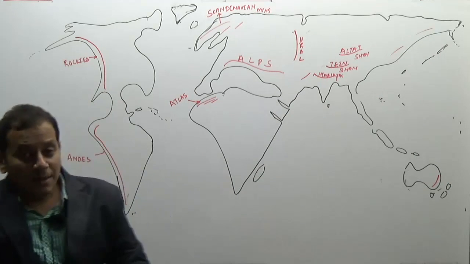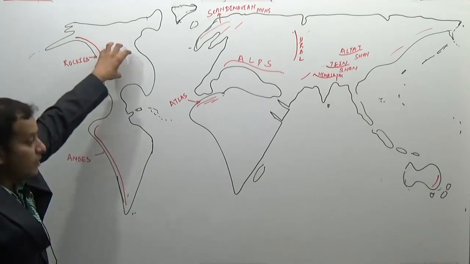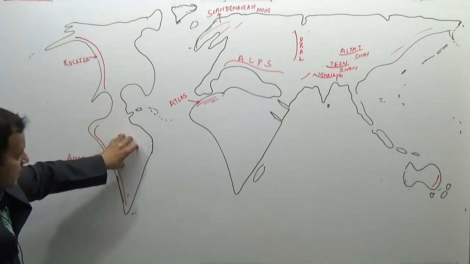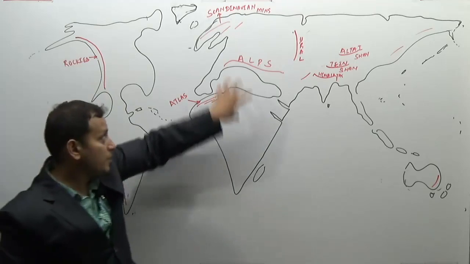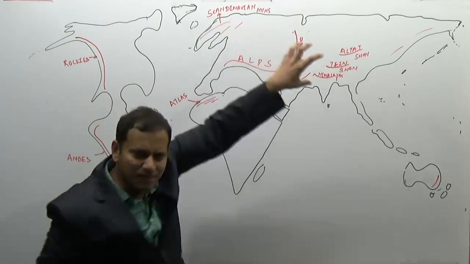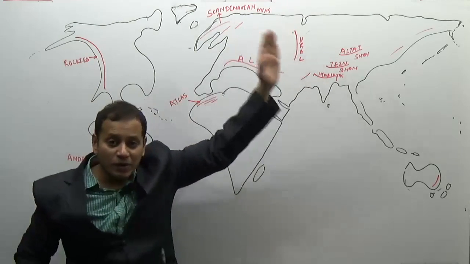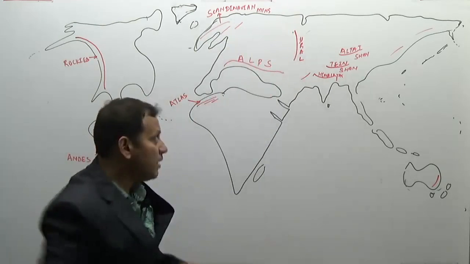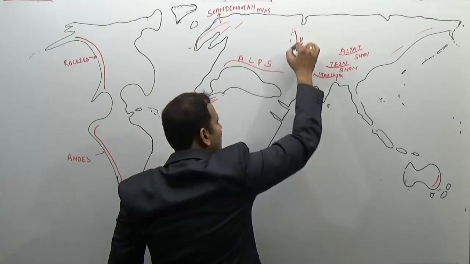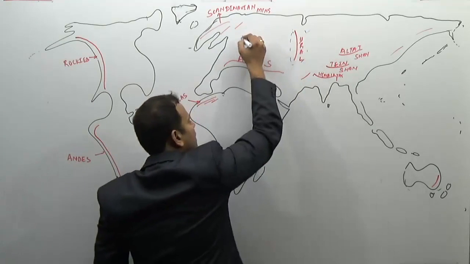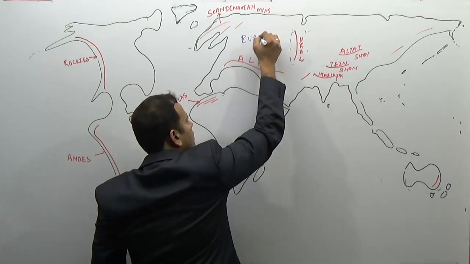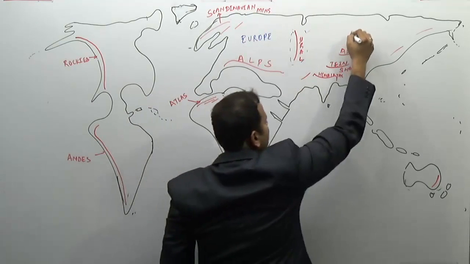So these are the important mountains. North America, South America, Africa, Europe, similar boundary, not a different continent, but you see that the Ural mountains are taken as a dividing line between Europe and Asia. This part is Europe, while this part is Asia.